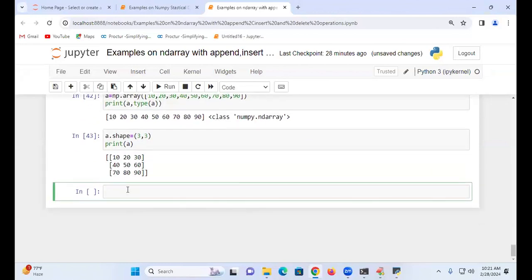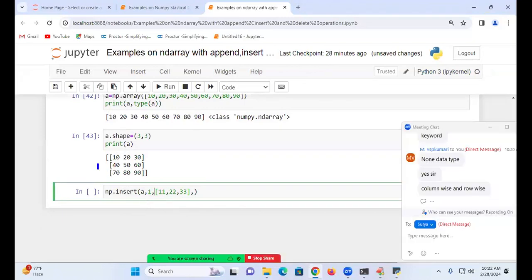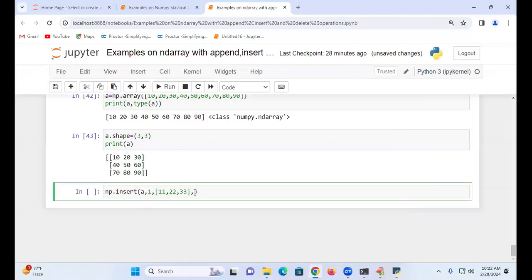See students, np.insert of A comma, I'll say 11 comma 22 comma 33. What is this now? I will write 1 comma. What is 1? Index. Which index? This can be this or this can be this also. There are two possibilities. How can you decide? Very good. Axis. Axis is equal to what? 0.